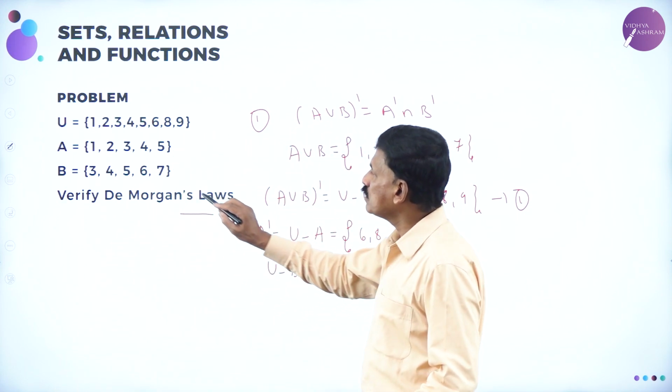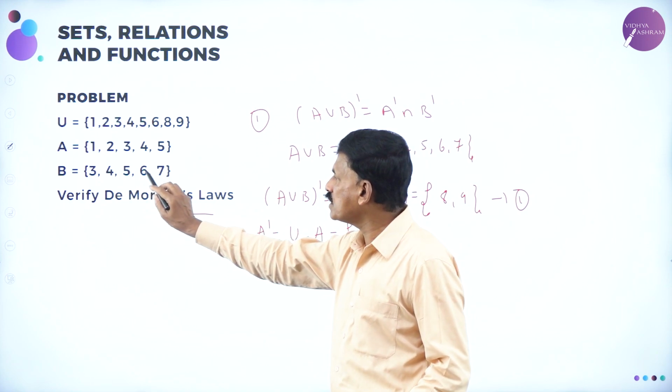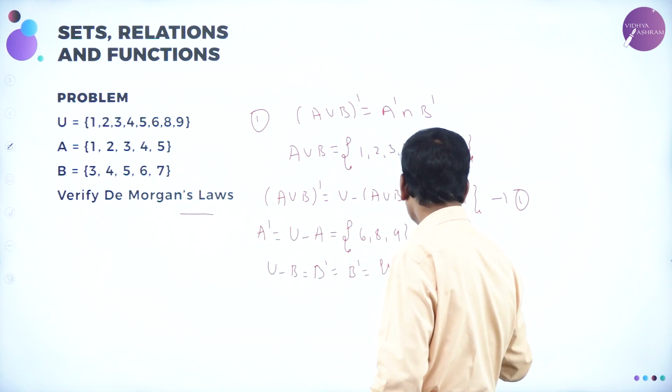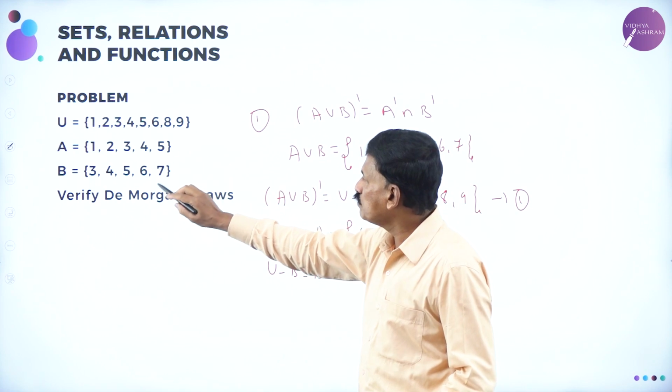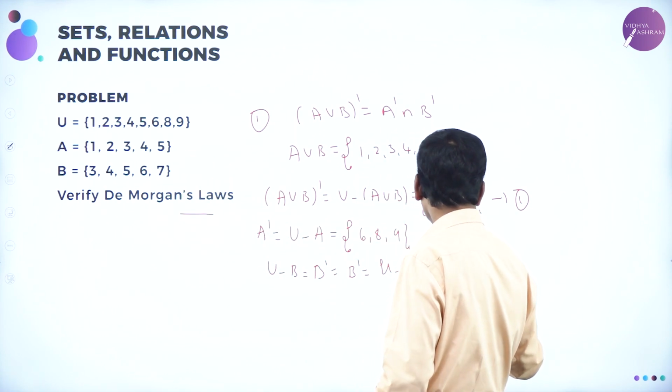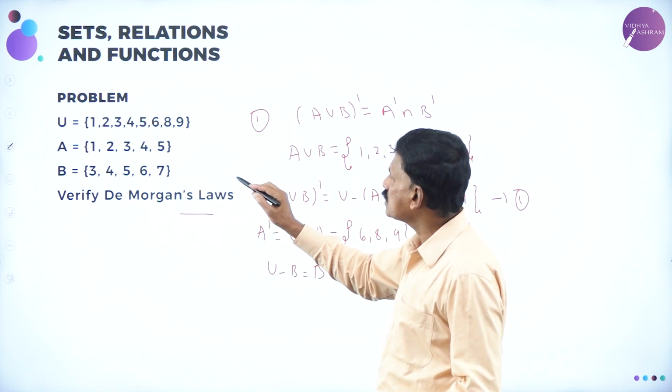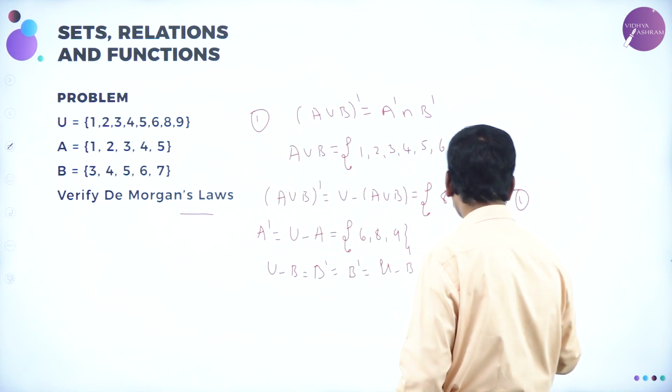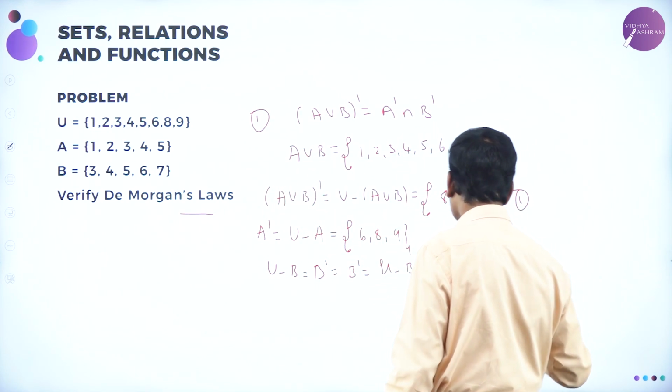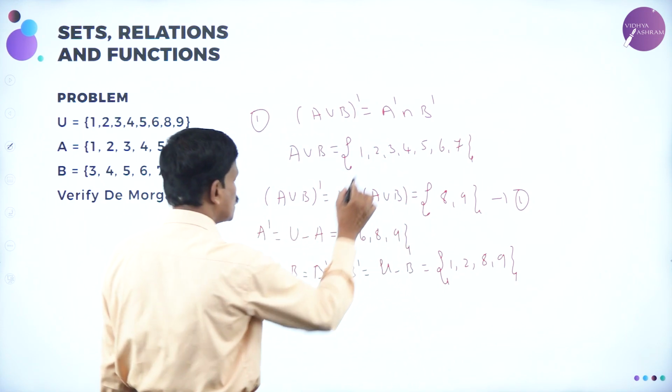So, U minus B. B contains 3, 4, 5, 6, 7. 1 is there which is not in B. 2 is also not in B. 3 is there, 4 is there, 5, 6, 7 are there, and 8 and 9 are not there. So B dash is 1, 2, 8, 9. Now, let us take the intersection of these two.